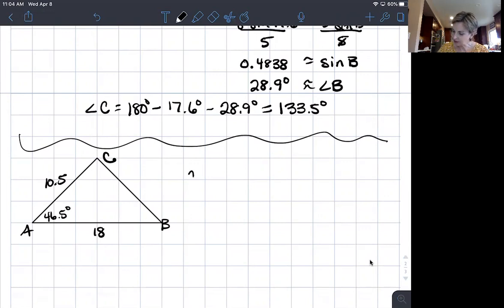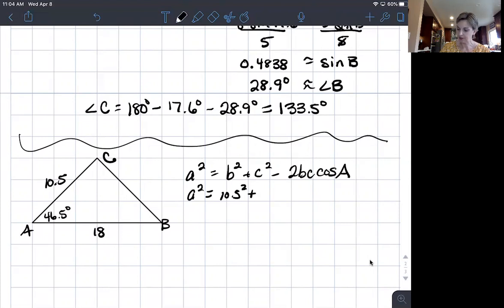Okay, so I'm going to use this version of the law of cosines and solve for side A. I'm just going to plug everything I know into that version of the law of cosines and solve for A. I don't know A, but I do know B, it's 10.5. And I do know C, it's 18. So B is 10.5, C is 18, and it's cosine of 46.5 degrees.